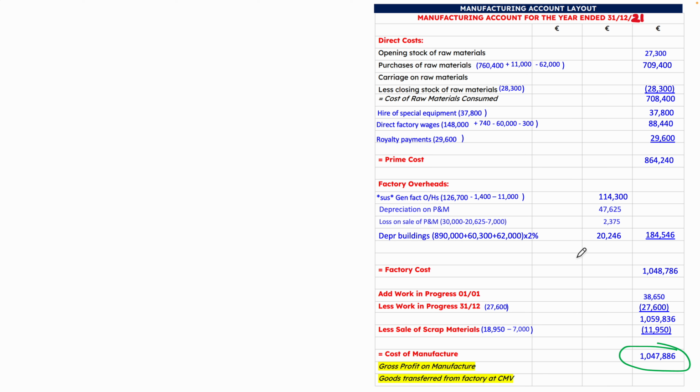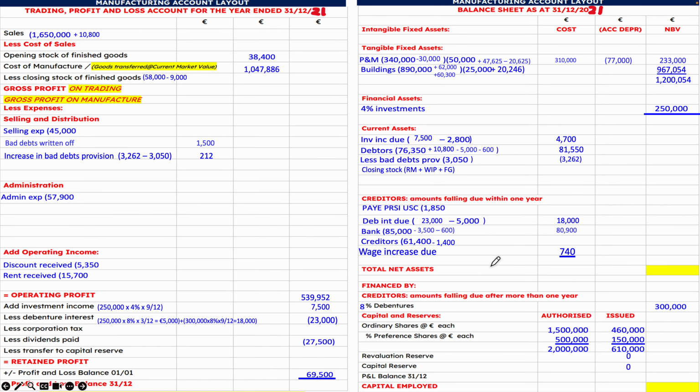So remember, you're adding all of these together, but you're taking away the closing stock. You're taking away the work in progress closing stock, you're taking away the sale of scrap materials. Otherwise, you're adding all of the costs up. So that's 104,786. Now you're going to do all of the trading profit and loss and the balance sheet.